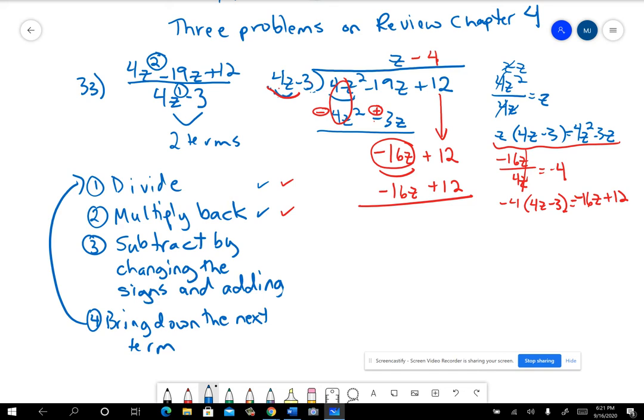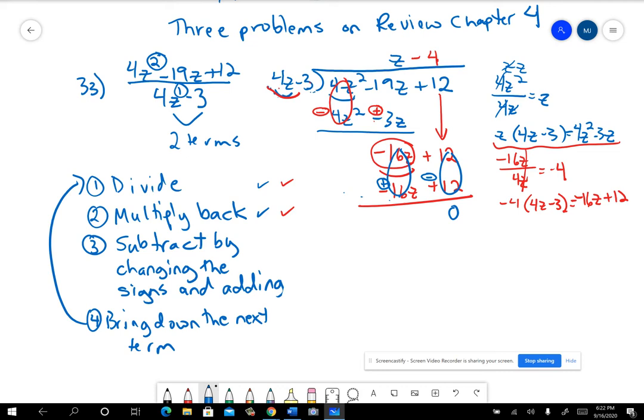Okay, I'm going to change colors back now. So now, since I'm subtracting this bottom polynomial, that subtracting a negative 16 would turn that into a positive, and then subtracting 12 would make that a negative. So this one's a little unusual because this cancels out or becomes 0. This is 0. There is no remainder on this one.